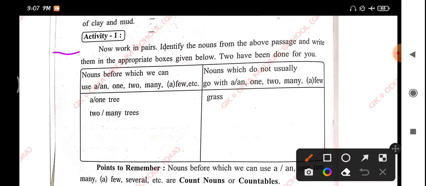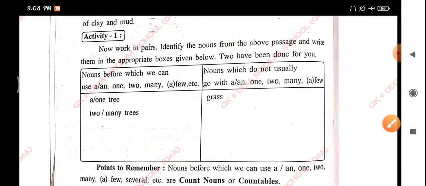Activity 1. Now work in pairs, identify the nouns from the above passage and write them in the appropriate boxes given below. The first one has been done for you. Nouns before which we can use a or an, one, two, many, few, etc. Nouns which do not usually go with a or an, one, two, three, many.